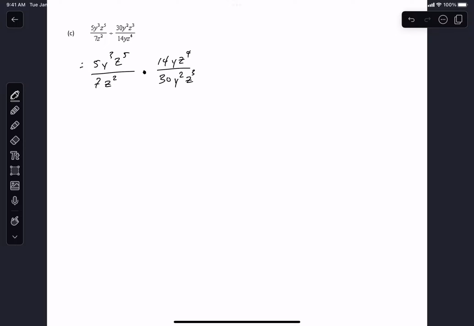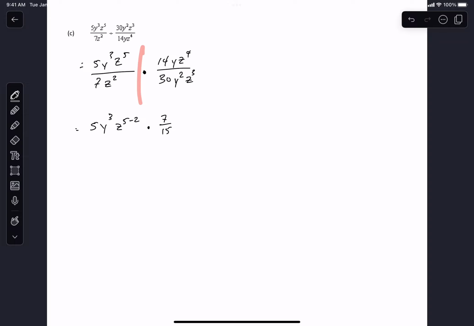Okay, what's next? You could probably do some simplification across each fraction individually, right? Like if I drew a line there, you could divide out 2 z's from the left fraction. So you get something like 5y cubed z to the 5 minus 2. Okay, that's some power law work that we saw last week. Ever seen that? Okay, and that's going to be multiplied by 14 over 30, which could be reduced to what? 7 over 15.